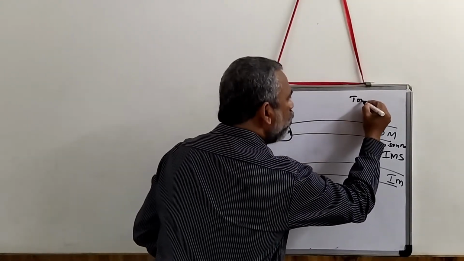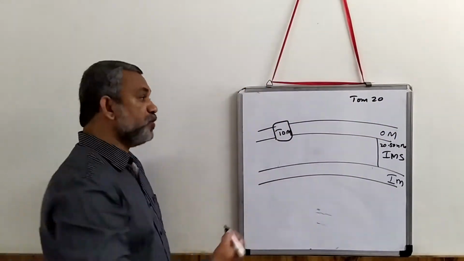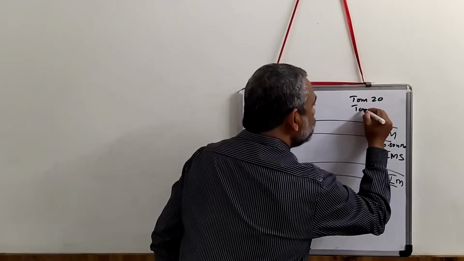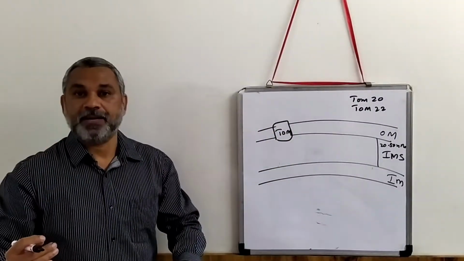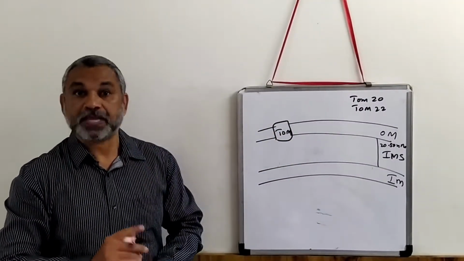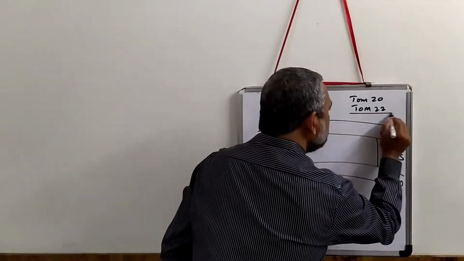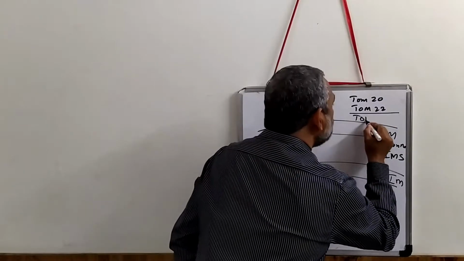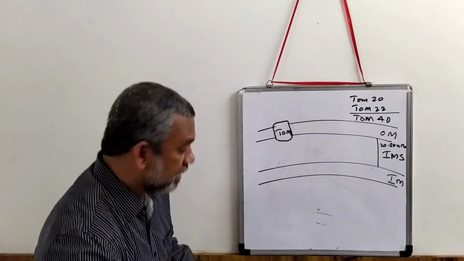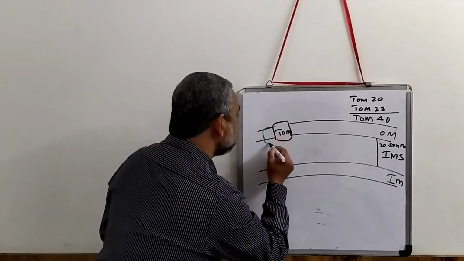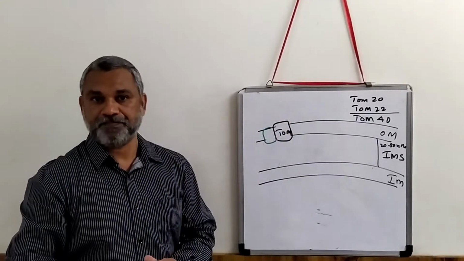One is TOM20, and another one is TOM22. These two form a kind of receptor for identification of the signal. Then you have another TOM protein that is called TOM40. TOM40 becomes a channel. This is a real channel which will allow the protein to be transported inside.